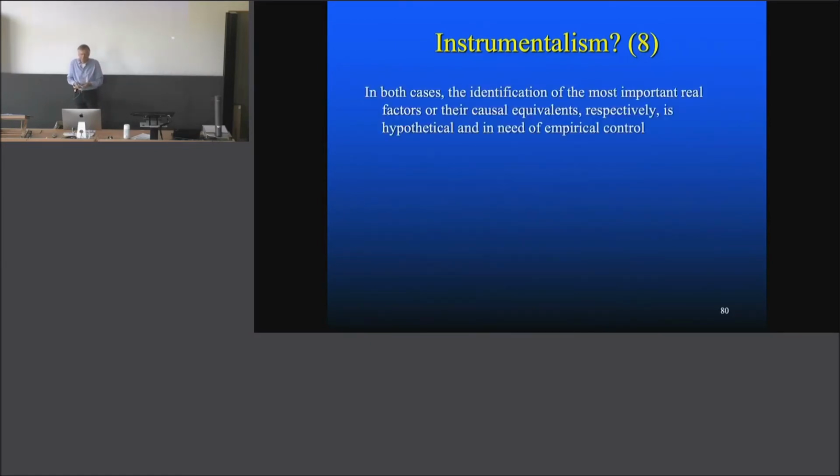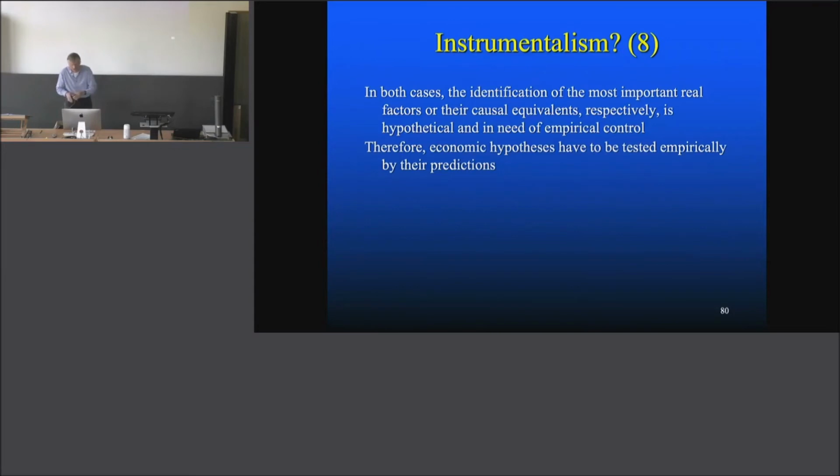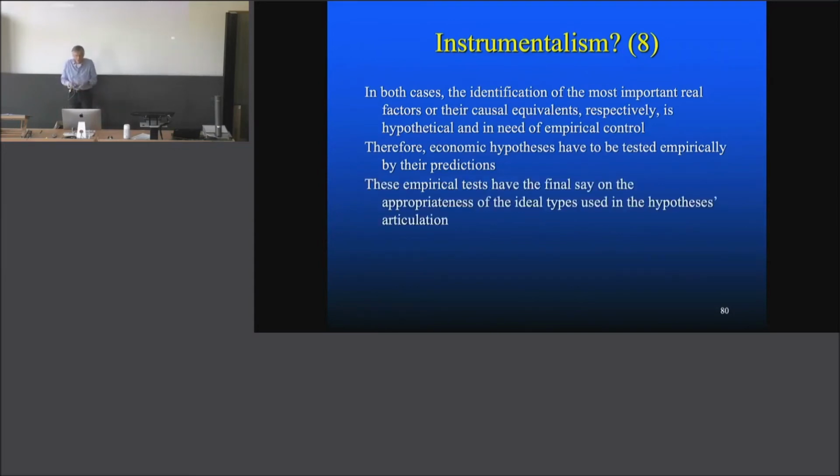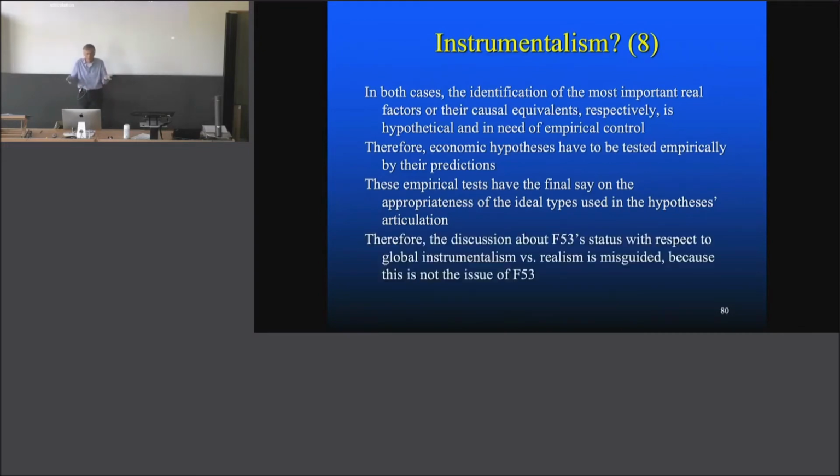All right. So in both cases, the identification of the most important real factors or their causal equivalence, respectively, is hypothetical and in need of empirical control. This is, of course, what Friedman is fully aware of. He knows what he's doing. Therefore, economic hypotheses have to be tested empirically by their predictions, and this is why Friedman stresses that so much. These empirical tests have the final say on the appropriateness of the ideal types used in the hypothesis articulation. He knows what he's doing and says, therefore we're going to test that.